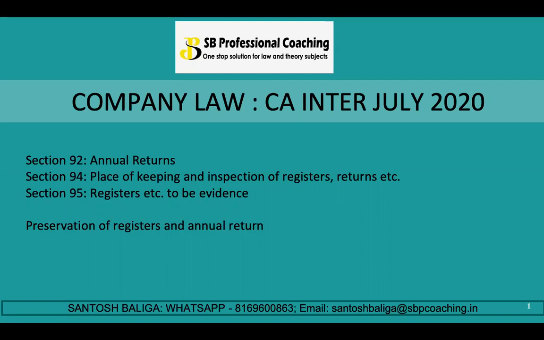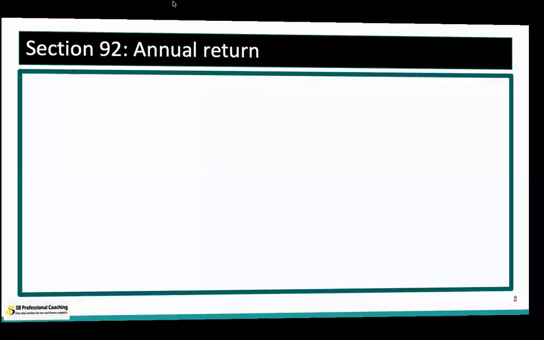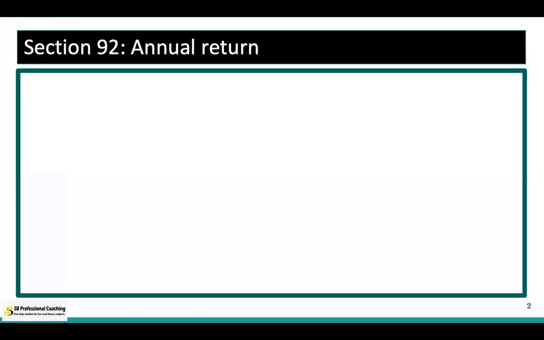Apart from that, in the rules of the Companies Act, that is the Companies (Management and Administration) Rules, 2014, some rules have been prescribed with respect to preservation of registers and annual returns. So that is also something that we are going to cover in this particular session. Now going forward, the first topic that we are doing today is section 92.